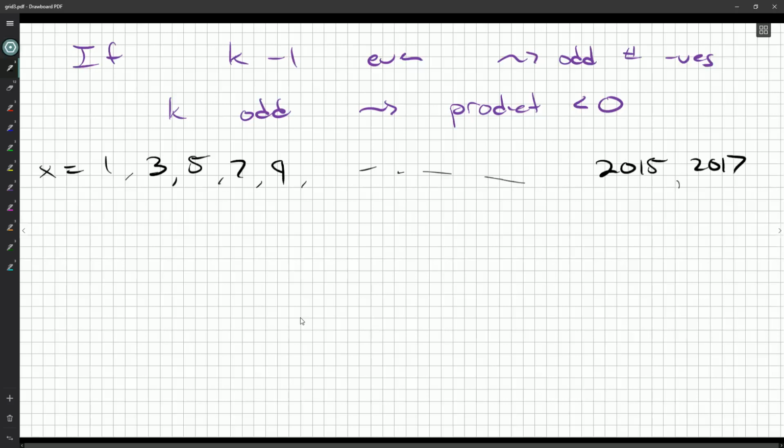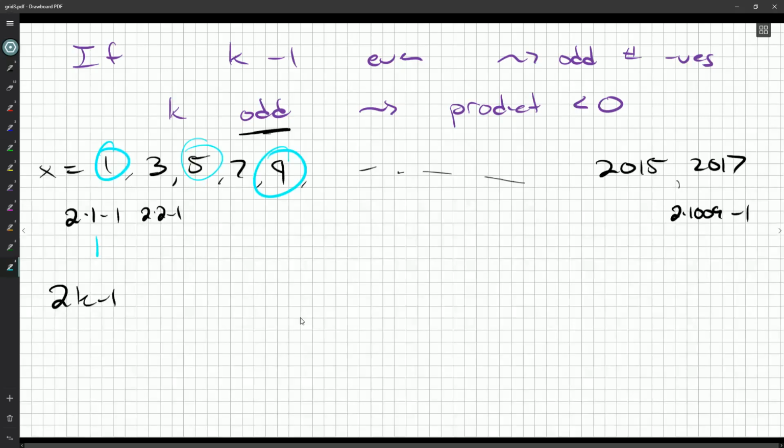Okay, and so this is 2 times 1 minus 1. This is 2 times 2 minus 1. All the way up to, this is 2 times 1009 minus 1. So the k value needs to be odd. So we have, let's say, 1. So 1 will be 1, then 5, then 9, all the way up to, and there will be an odd number of them. How many of them?